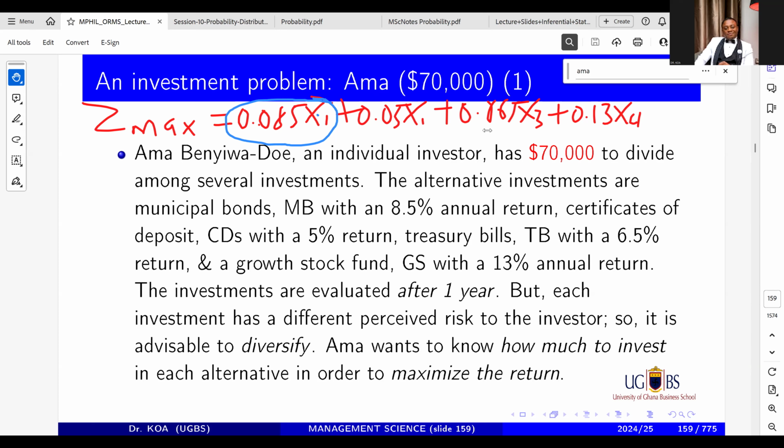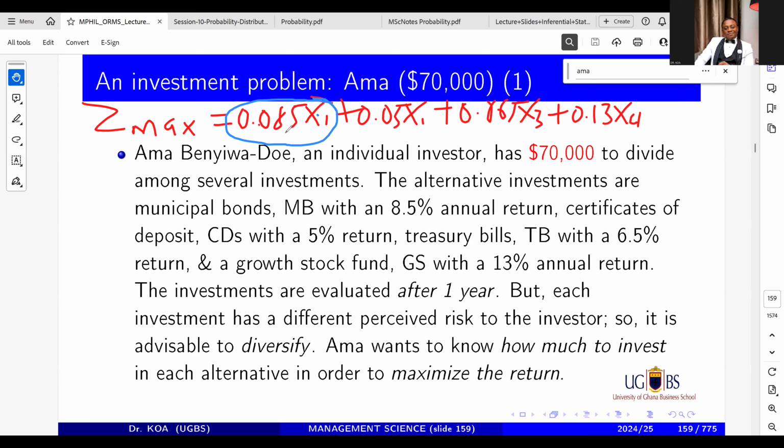It's not a percentage return, but it's the actual return. It's money. It's a monetary return. It's in dollars. It's not percentage. What is in front of it is a percentage. That's interest rate. The interest rate is a percentage. But the X is the amount you invested. So the amount you invest multiplied by the interest rate will give you the return.